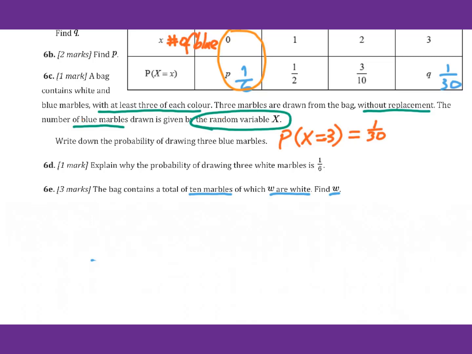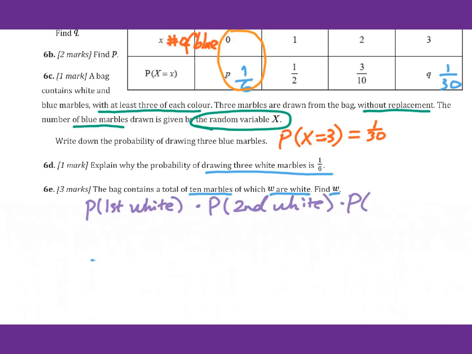Because the probability of drawing 3 white marbles is 1 over 6. Altogether, we have 10 marbles. So when you draw 3 white marbles from 10 marbles, the probability for the first white marble, times the probability for the second white marble, times the probability for the third white marble. You do these 3 multiplications and it will be 1 over 6.